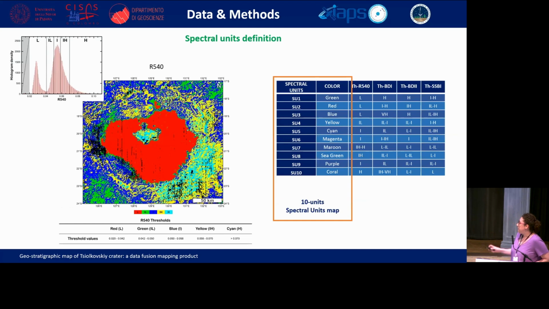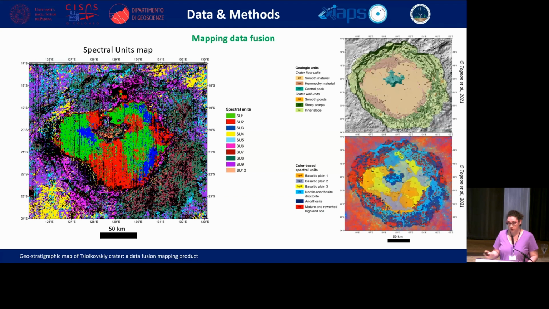Now let's see an example with the reflectance at 0.54 micron. We took the histogram distribution and divided it into intervals from low to high values. Here you can see the different pixels in different colors according to the different threshold intervals, and in the table, you can see the different intervals with their range of values. We did that for all spectral parameters. Then all threshold intervals were intermingled, and all unique combinations resulted in 10 different spectral units. And this is our spectral units map.